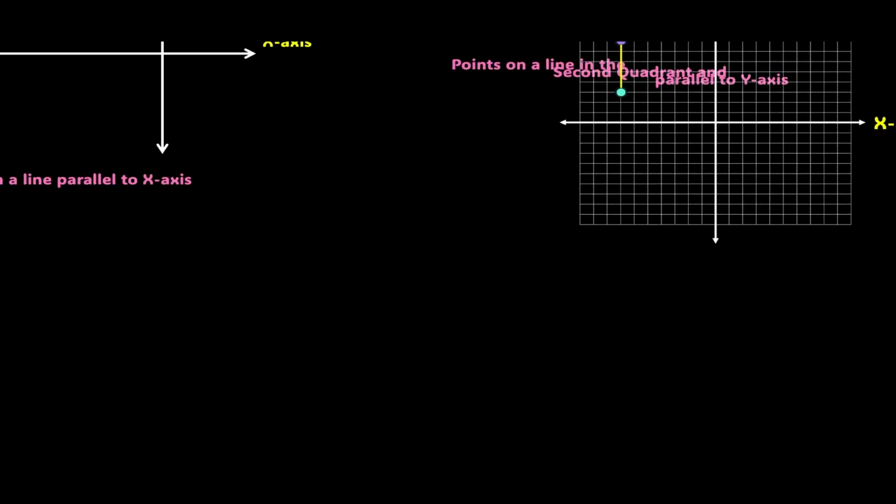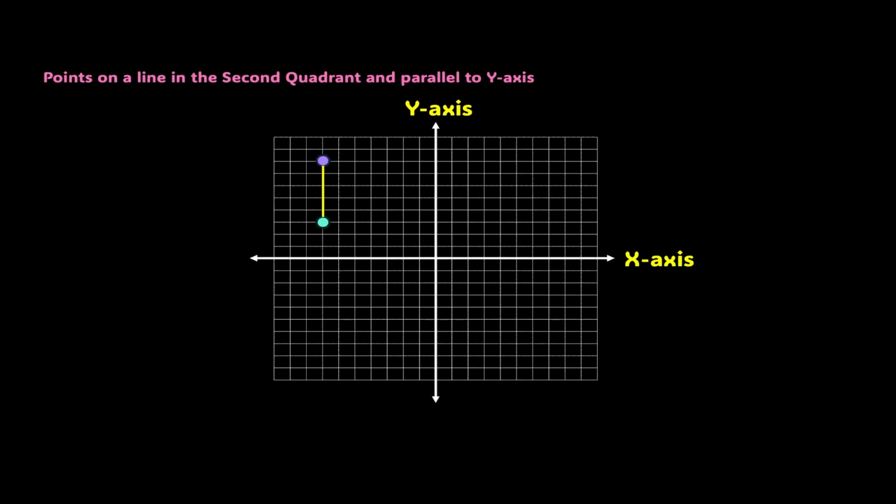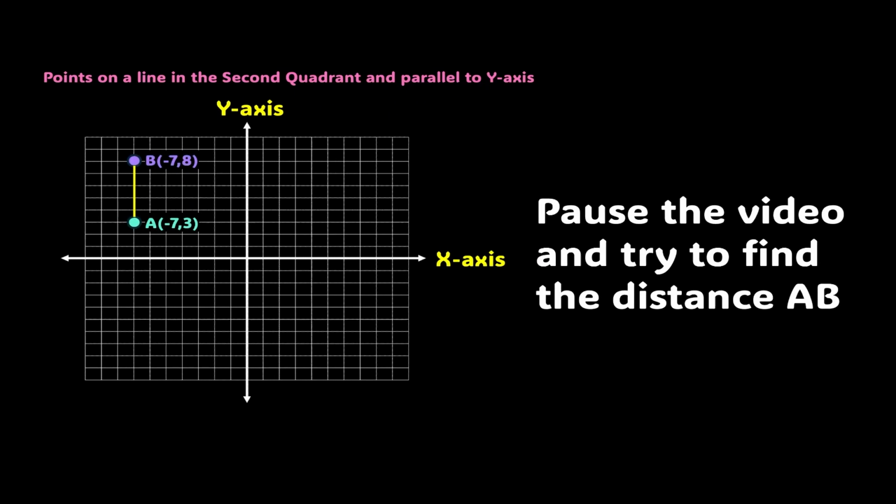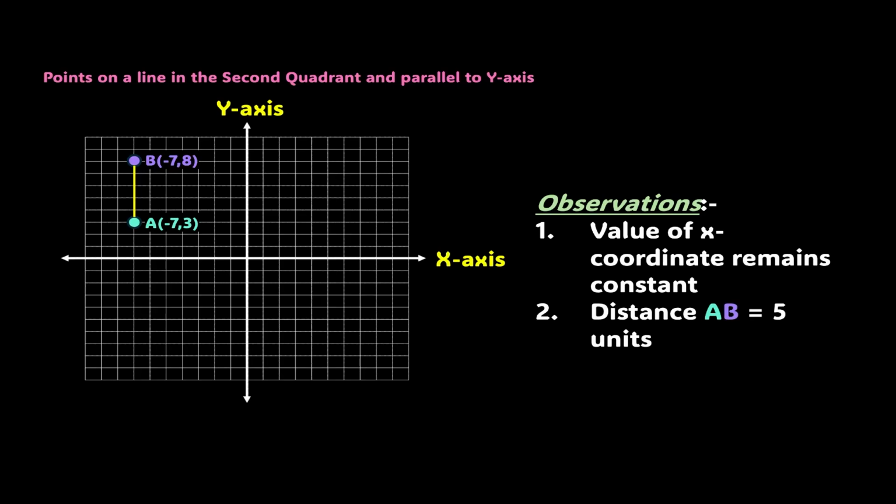Let us move to our second case. Here, the line is parallel to the y-axis. I highly encourage you to pause the video and try to come up with the observations that we made in our first case and find the distance between A and B. Did you come up with these observations? If so, well done, you're paying a lot of attention.